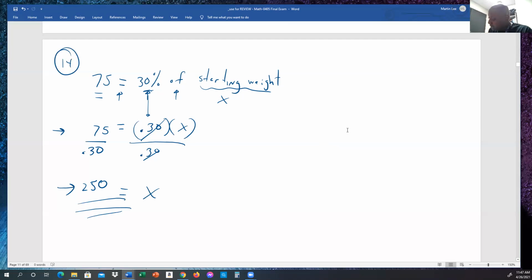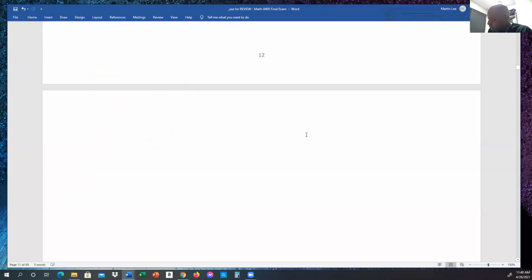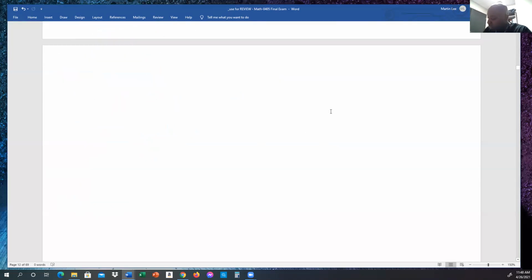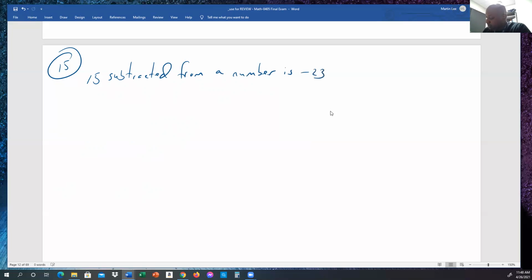Okay, last one for today. Number 15, okay, 15 subtracted from a number is negative 23. 15 subtracted from a number is negative 23.